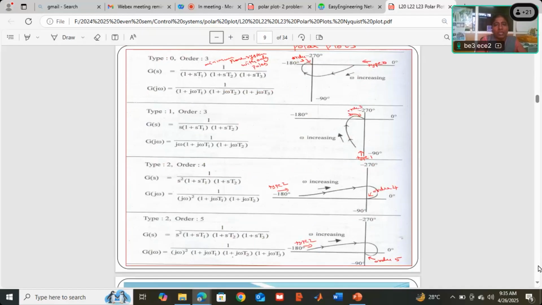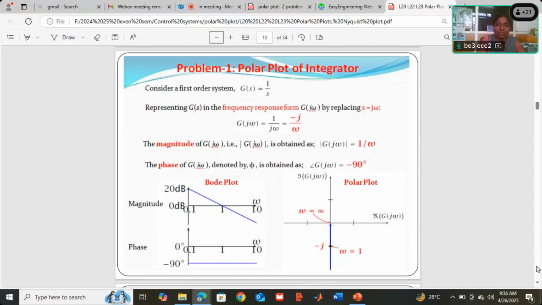Now coming to this, you can see this is type 0 and order 3, this is type 1 and order 3, this is type 2 and order 4. The starting and ending points for type 2 and order 5 will get repeated. All these diagrams we have already discussed. Now these are model graphs, and now we will go with the formal problem and its solution.